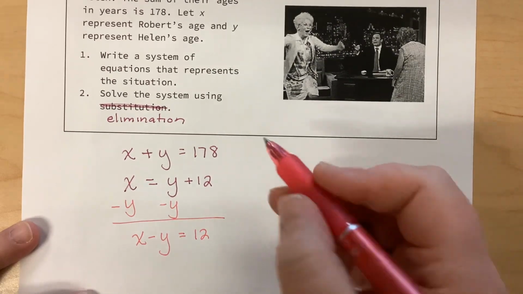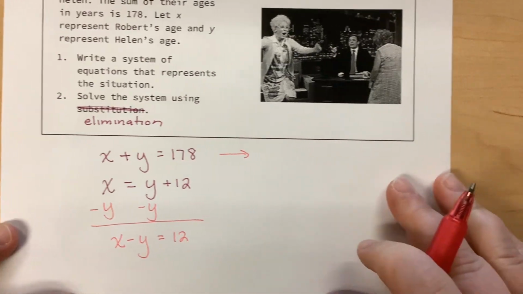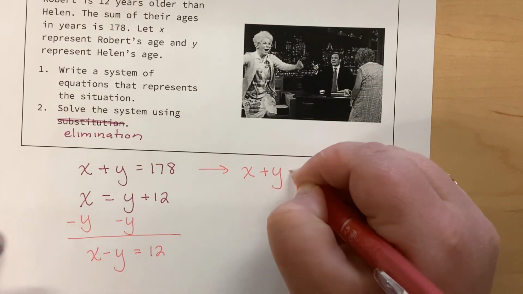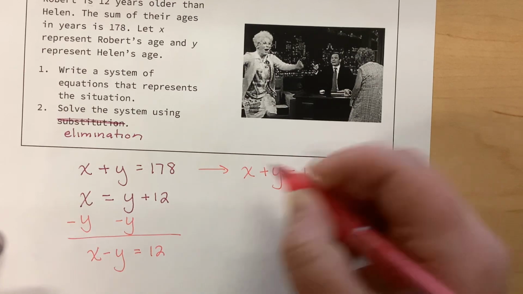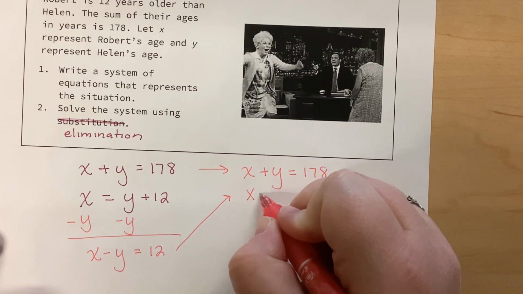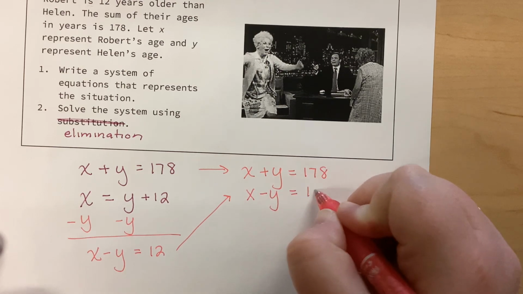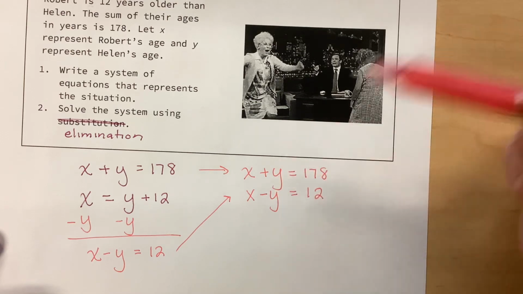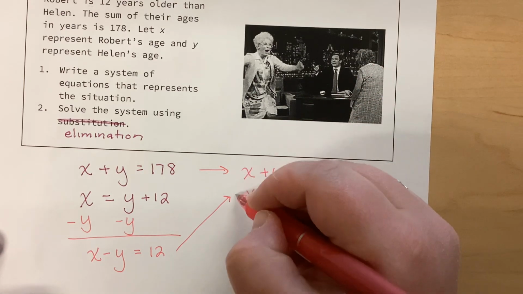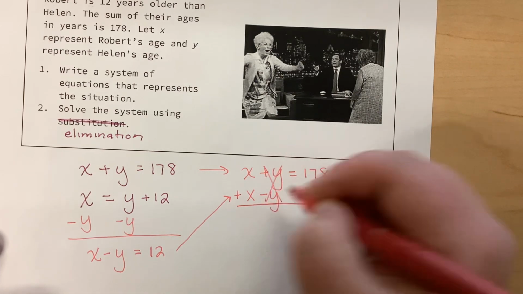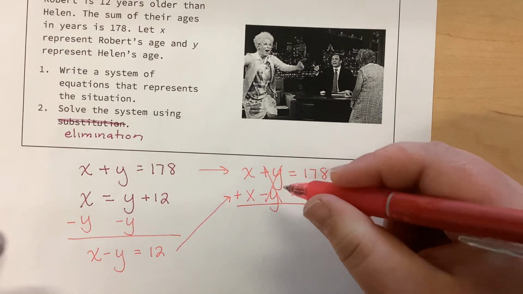All right, so let's put that together over here. So here's my top equation that did not change. It's x plus y equals 178. And then I'm going to take this bottom equation and put it right underneath. x minus y is 12. Now the nice thing about this is now if you look at your y's, they are the same number, opposite signs. So I don't have to do any work. I can automatically go into adding my equations together, which will cancel out the y's.